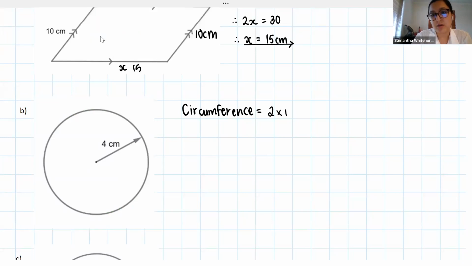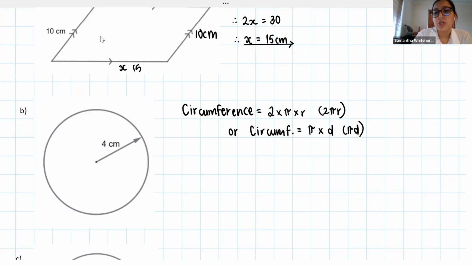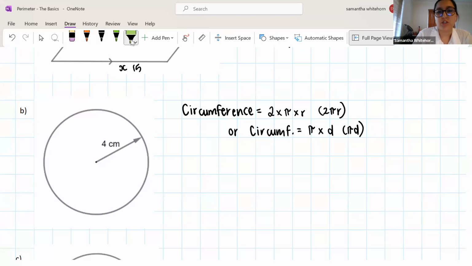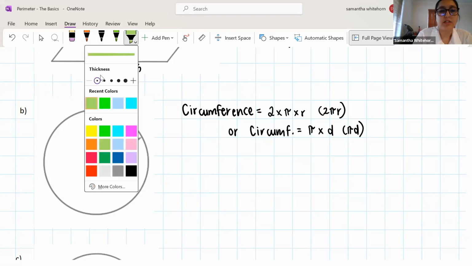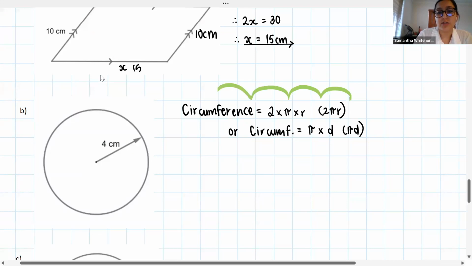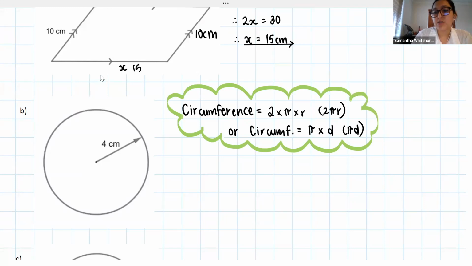Either we have 2 times pi times r, or we could just say 2 pi r, or our circumference is equal to pi times diameter, or just pi d. So these are the 2 formulas that we can use in order to work out circumference. Now, really importantly, grade 8s, you need either the radius or the diameter. You don't need both. You can work out both if you want to, but you need one or the other because you've got 2 formula options.